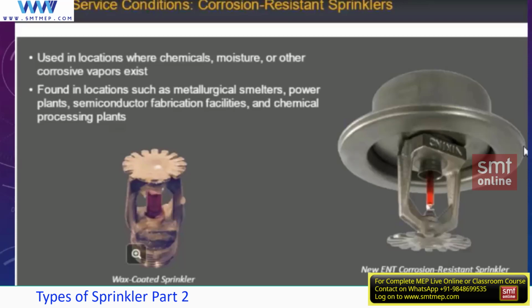Suppose you are installing the sprinkler in highly humid areas, or some workshops with different gases. If you think the sprinkler may corrode, we have this additional coating type. It can be upright, pendant, etc., but with a special coating to increase the corrosion resistivity, available from the manufacturer. So this is one type.